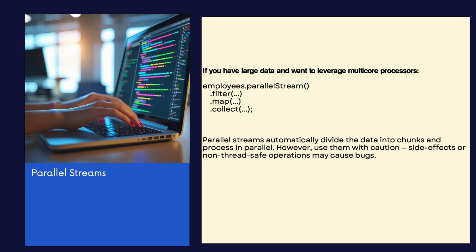Now we will know about parallel streams. Parallel streams automatically divide the data into chunks and process them in parallel. However, we use them with caution. Side effects or non-thread-safe operations may cause bugs. If you have large data and want to leverage a multi-core processor, then we can use parallel streams. Below are the sample codes you can check.